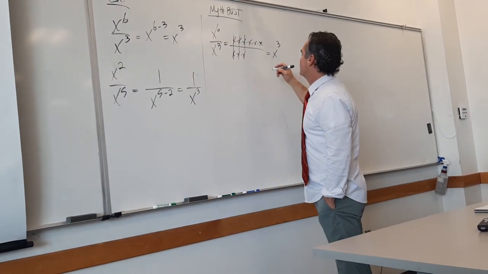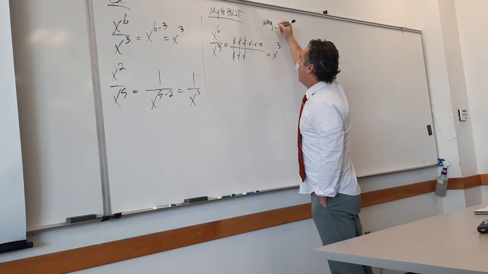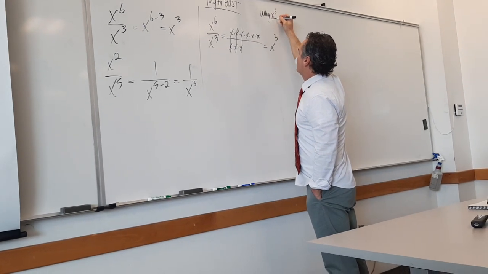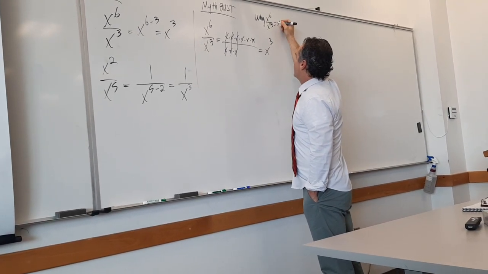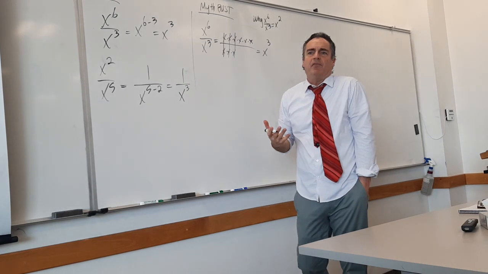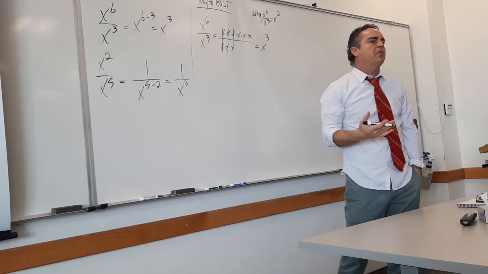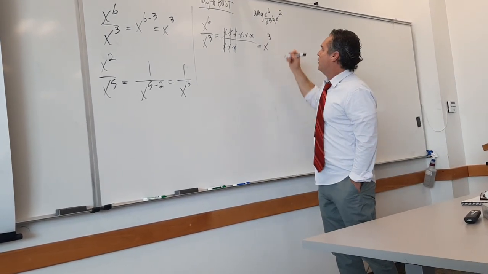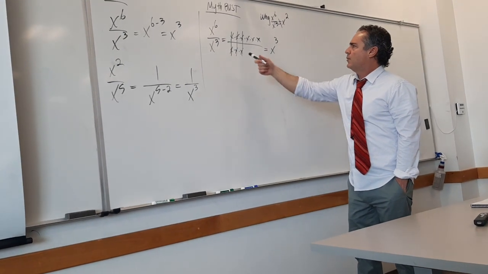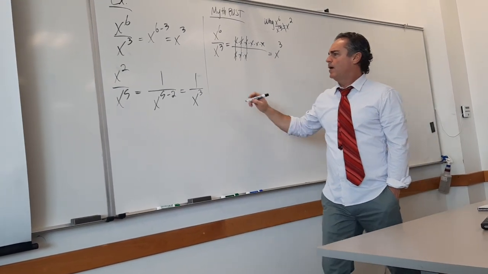So we could say to ourselves on the Mythbuster, why isn't x to the 6th over x to the 3rd equal to x to the 2nd? Because we could divide them, 6 divided by 3 would make 2. Nope, that does not equal this when we stretch it out. Let's look at this one.